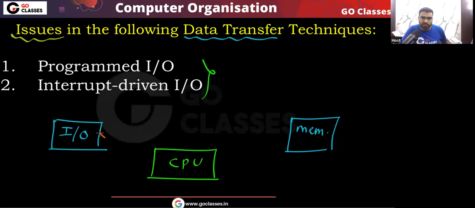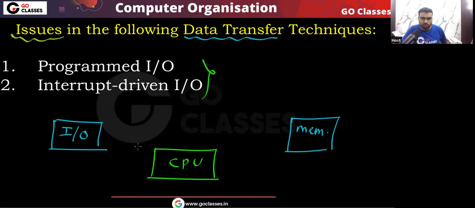First, this data will go to the CPU register. From the IO device, the data will go to the CPU register, and from the CPU register, we will store the data in the main memory. Yes or no? So you can see in both the techniques, whether you study programmed IO or interrupt driven IO, the actual data transfer from IO device to main memory happens through CPU. So first the data will go from IO device to CPU register, and from CPU register to main memory.